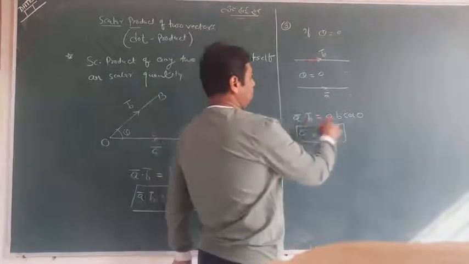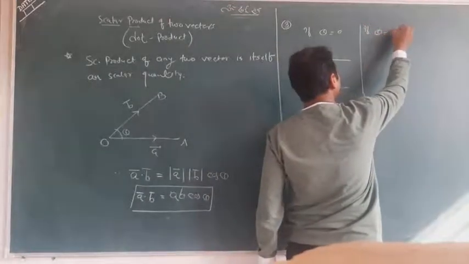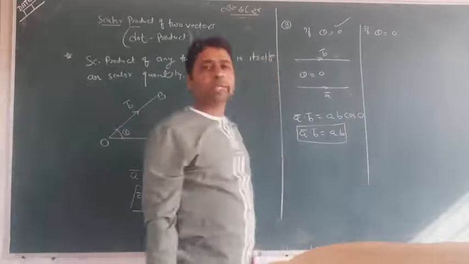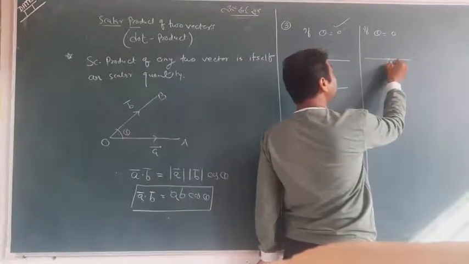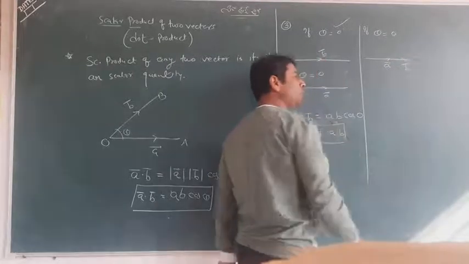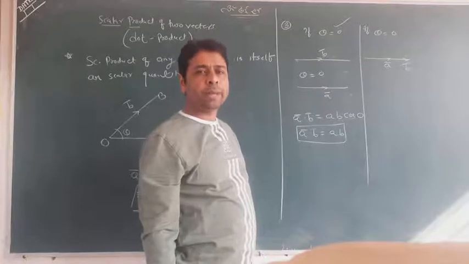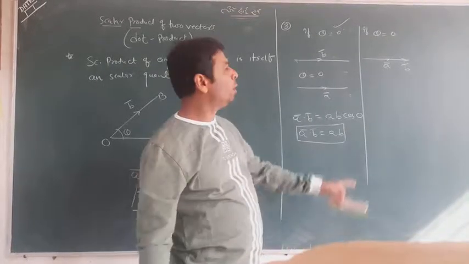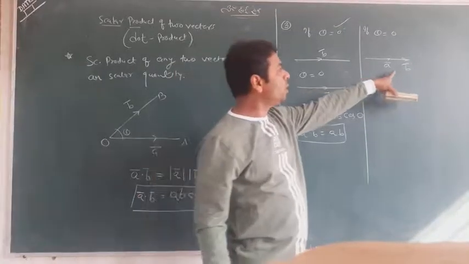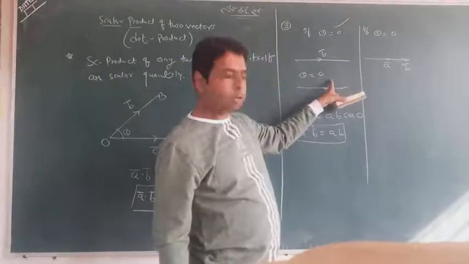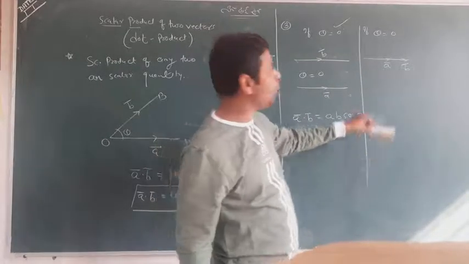Next, if theta is equal to 0, the second position of the same condition. This is A, and suppose in the same direction we have B. A and B are collinear vectors. I taught you that parallel and collinear are the same concept. So in this case also theta will be 0 and the result will be the same, A dot B equal to AB. So remember that also.